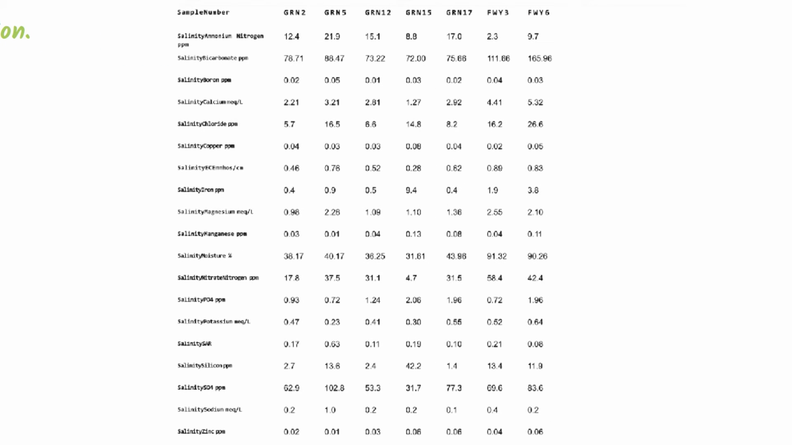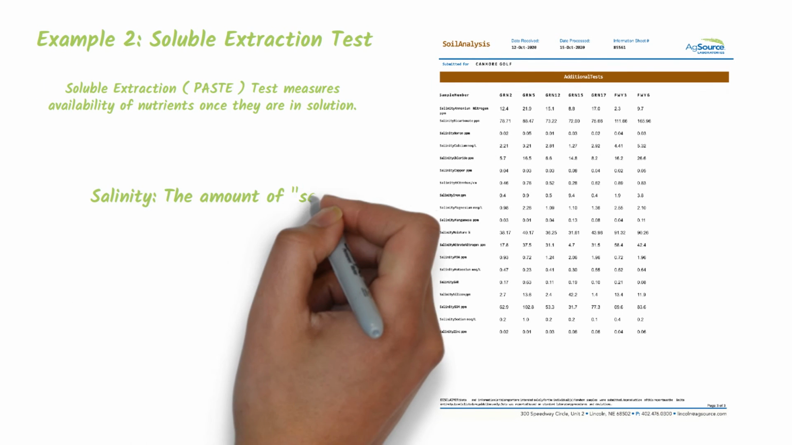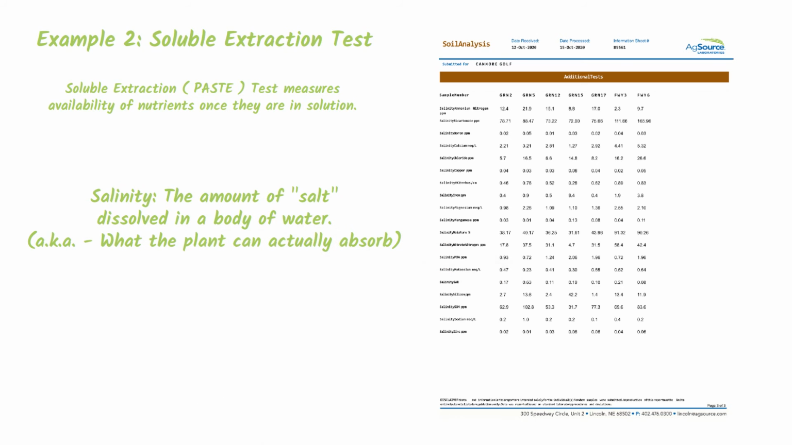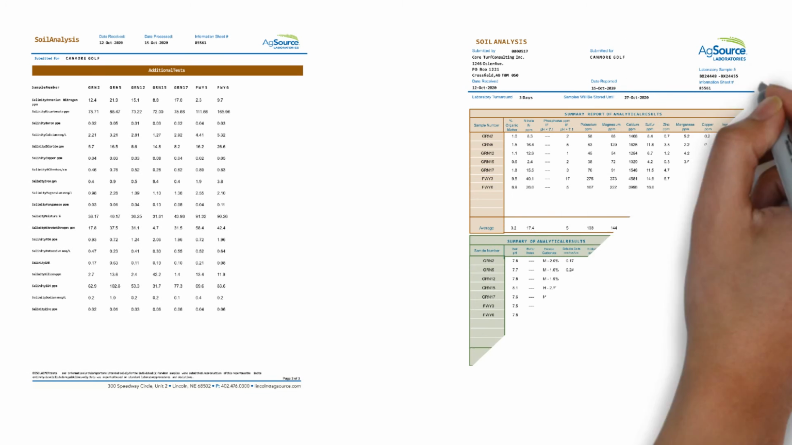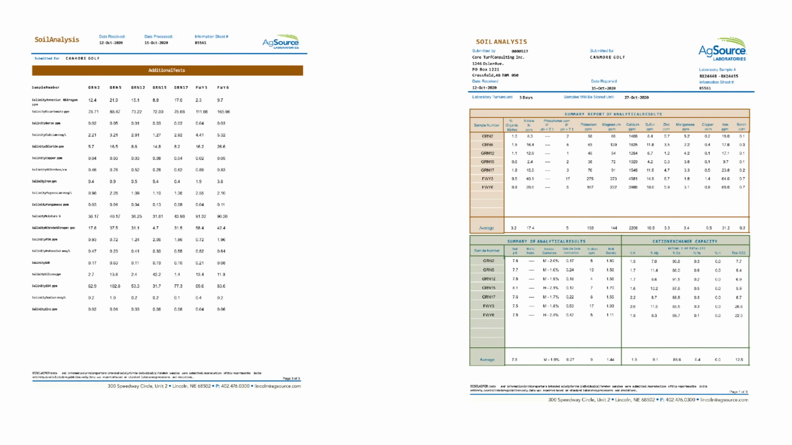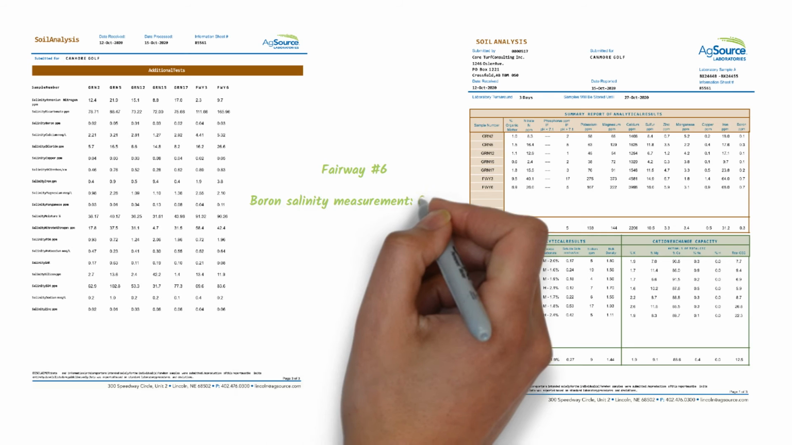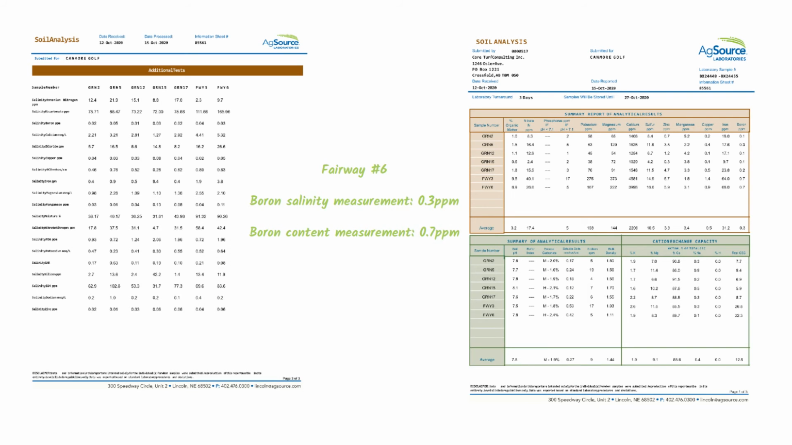So as you can see, this test measures the salinity values of the solution, meaning what the plant can actually extract from the soil when taking up water. So when we take this information and compare it to the chemical test, you can see some of the information varies between the two, such as the case with this particular fairway's measurement of boron. Now this can be attributed primarily to the CEC and base saturations, but can also be affected by several other variables such as excess of certain nutrients or poor pH ranges, etc.